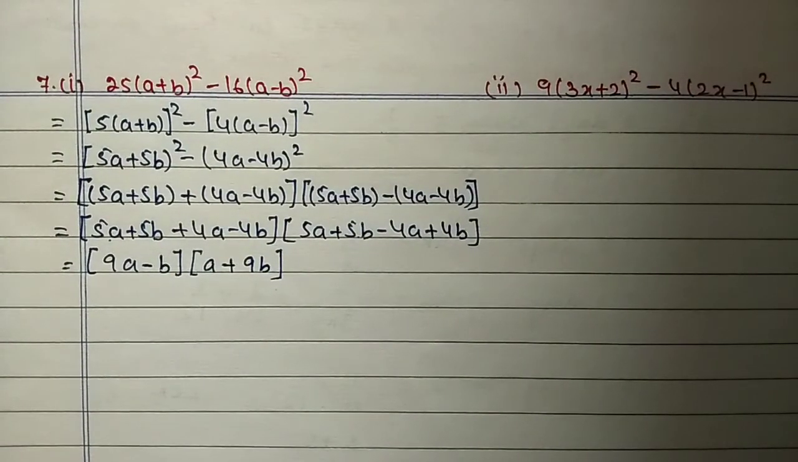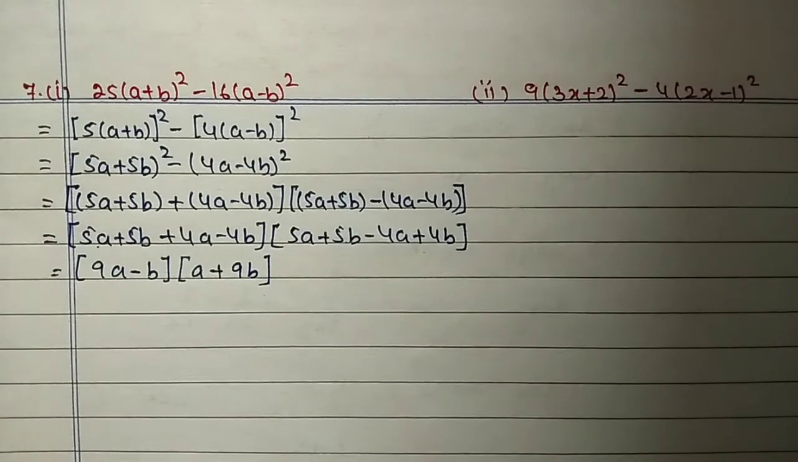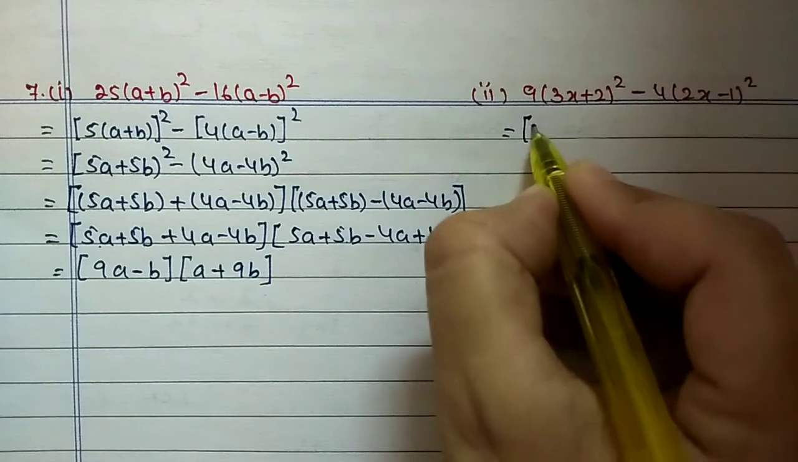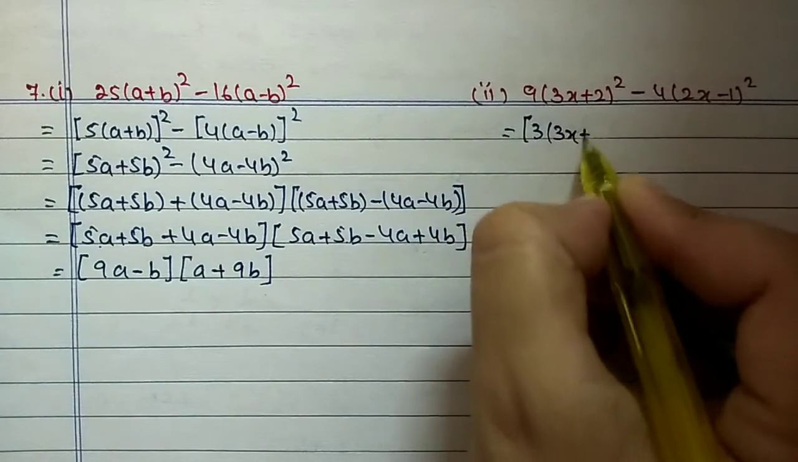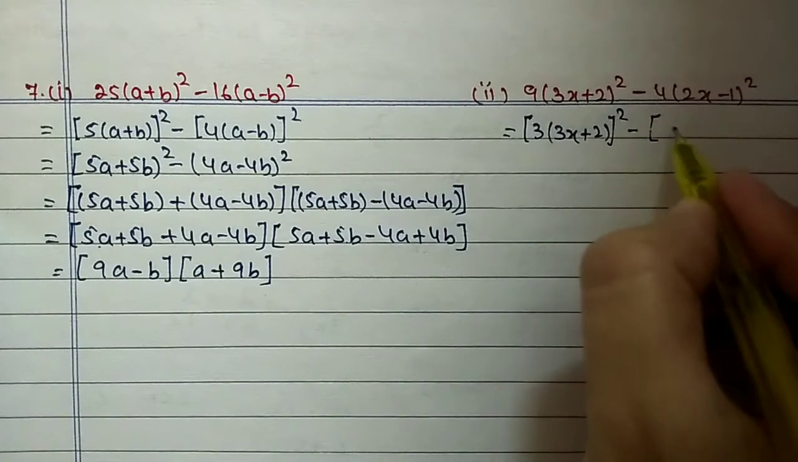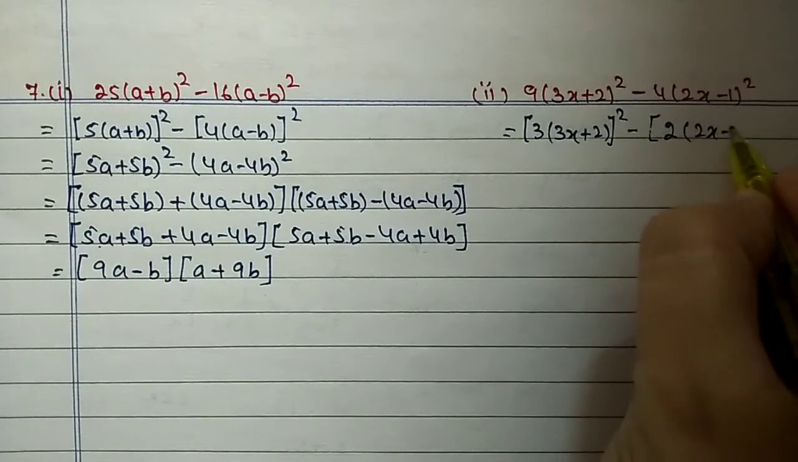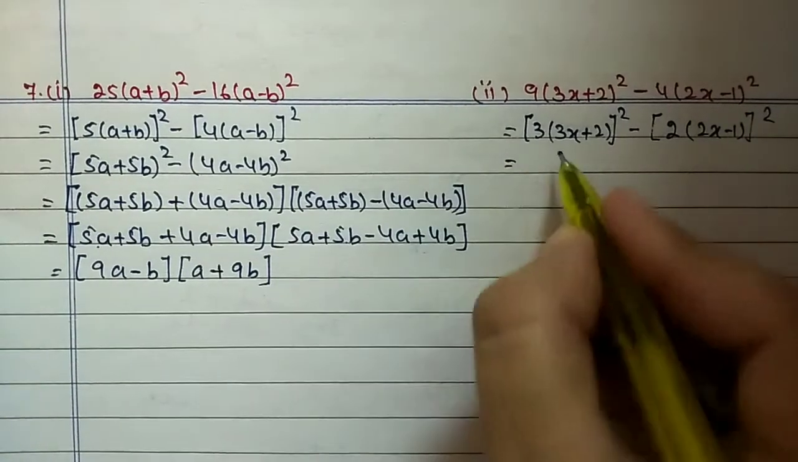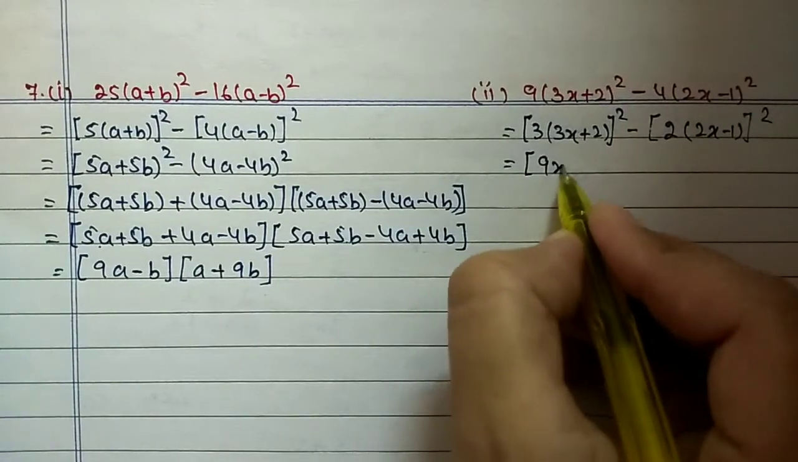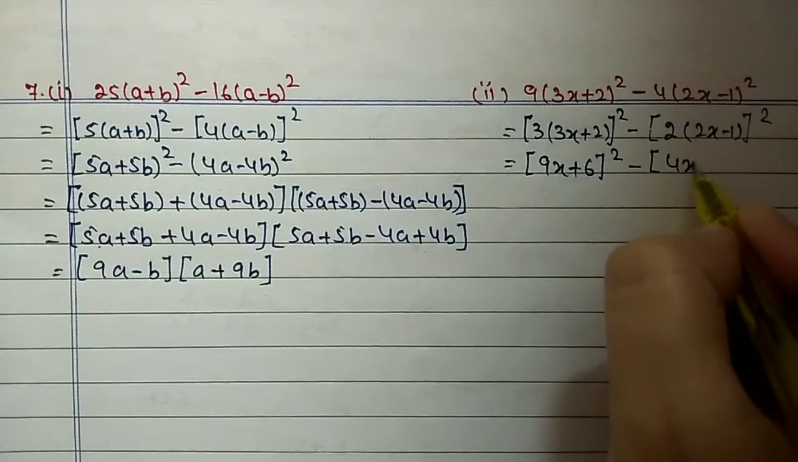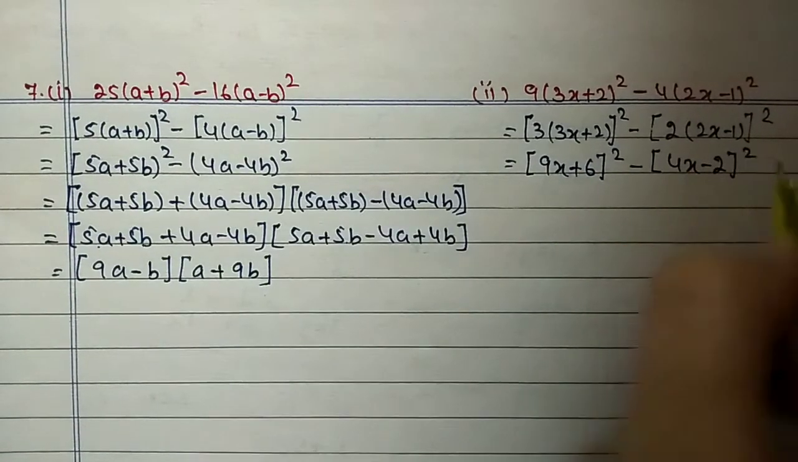Second part, 9(3x + 2)². So this you can write as (3x + 2)², and the second term you can write as (2x − 1)². Now first multiply this 3 inside the bracket. You will get (9x + 6)² − (4x − 2)².